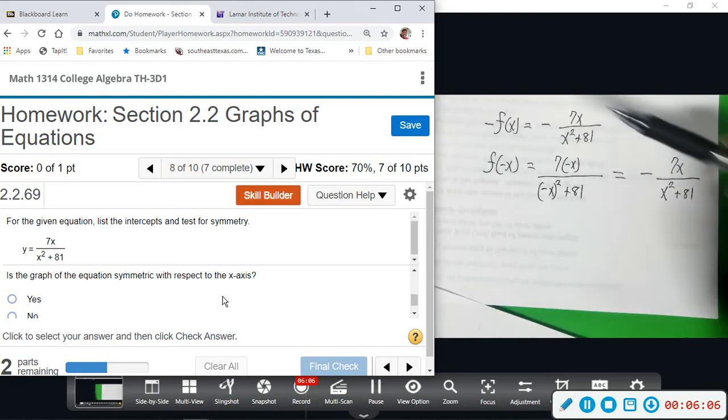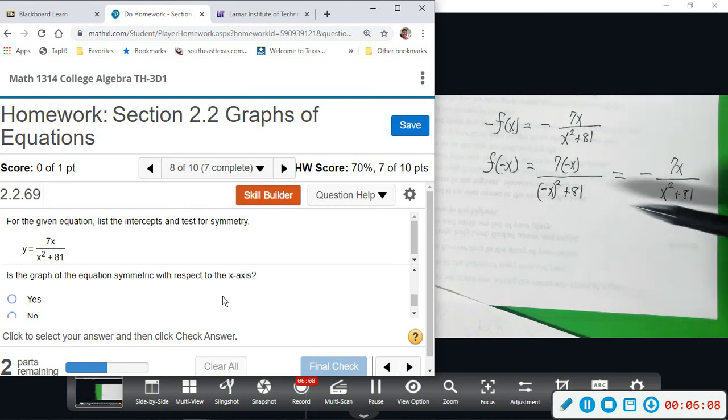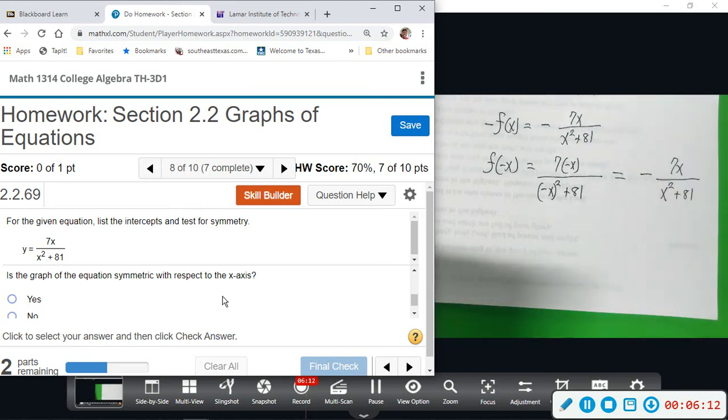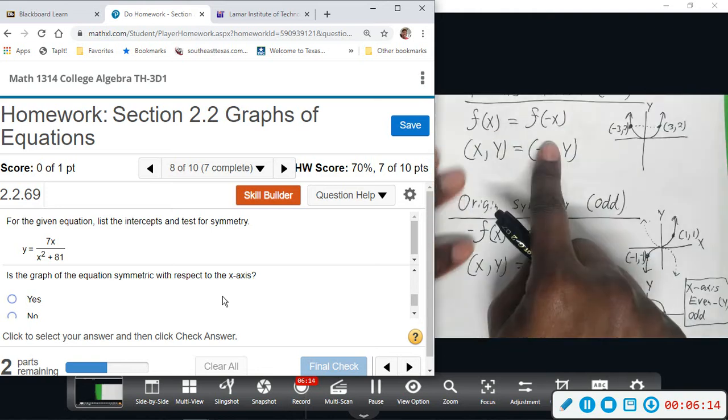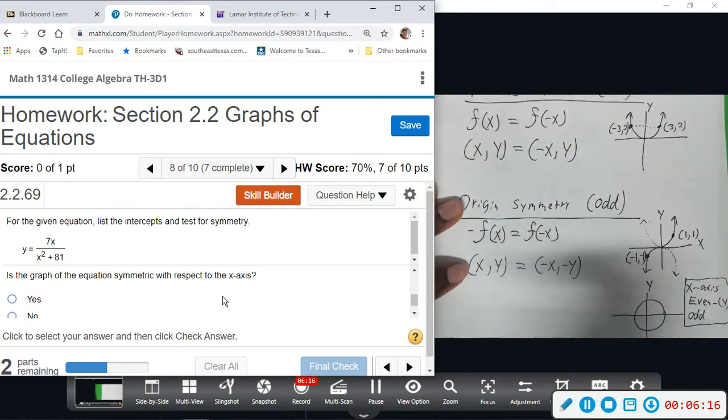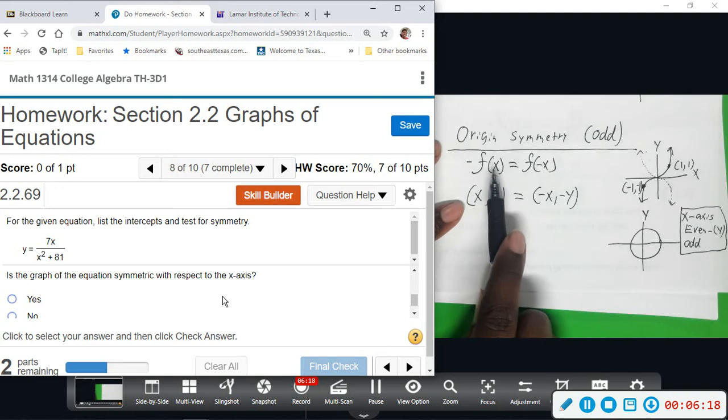Alright, so that is this one compared to this one. They are not the same because of that negative out front. So this does not have y-axis. They don't match. The last one compares the bottom two, see if they are the same.